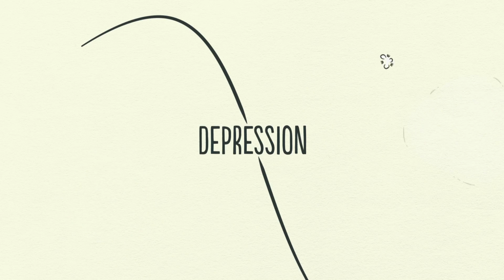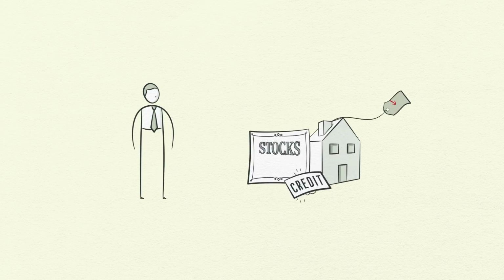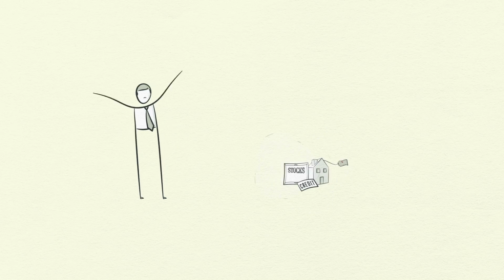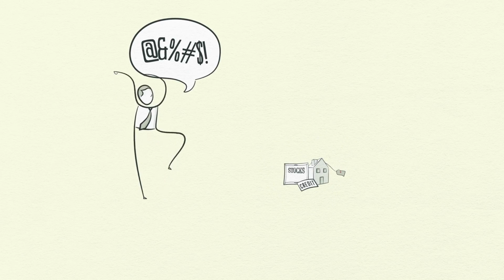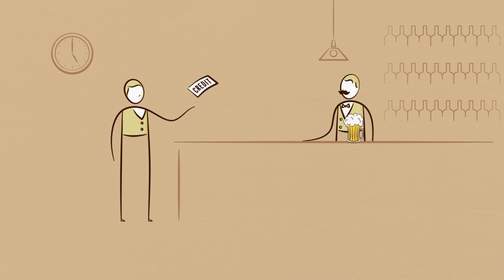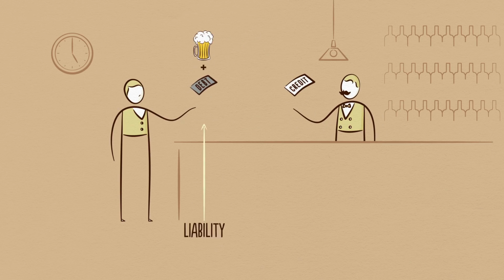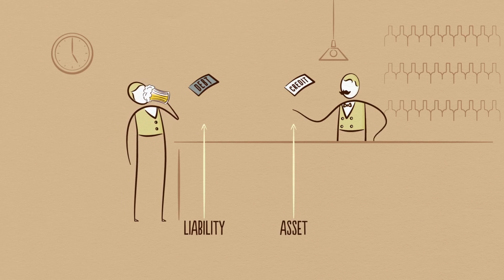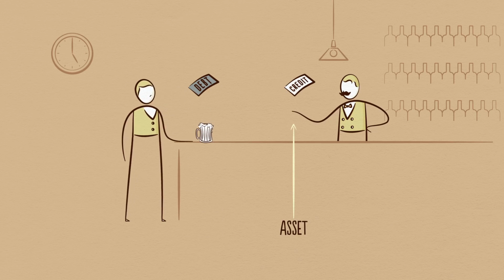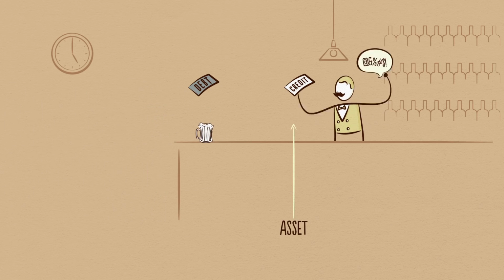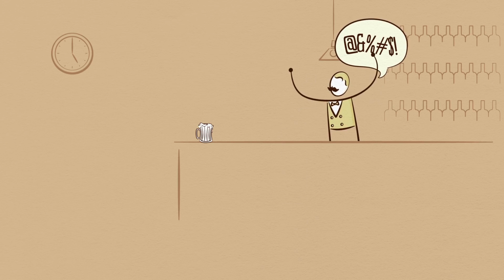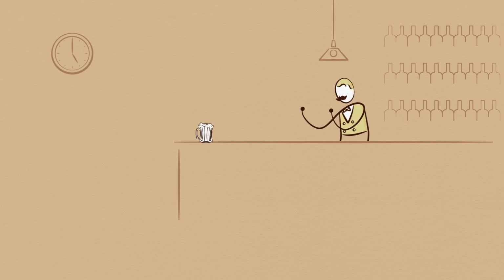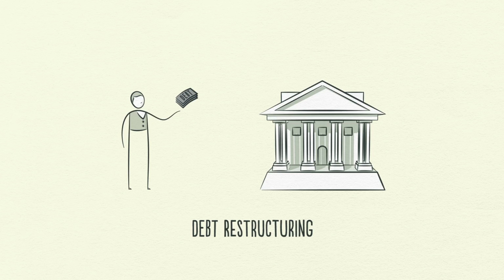A big part of a depression is people discovering much of what they thought was their wealth isn't really there. Let's go back to the bar. When you bought a beer and put it on a bar tab, you promised to repay the bartender. Your promise became an asset of the bartender. But if you break your promise, if you don't pay him back and essentially default on your bar tab, then the asset he has isn't really worth anything. It has basically disappeared.